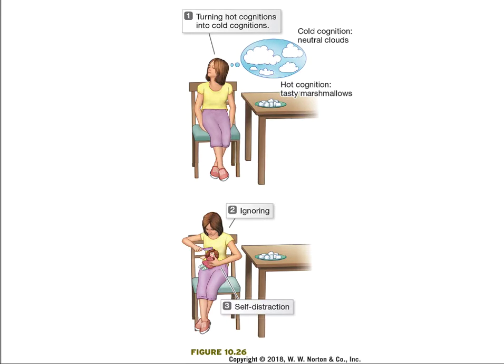These three techniques help a person delay gratification. Here you can see the child is sitting there thinking about clouds instead of tasty marshmallows. She then tries to ignore the marshmallows by self-distraction.